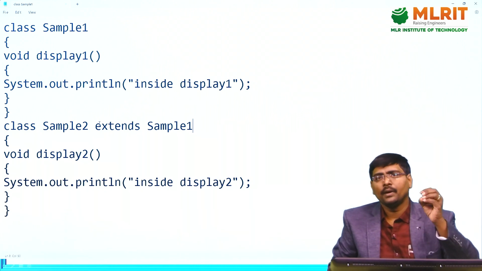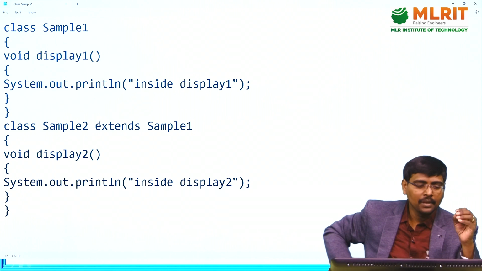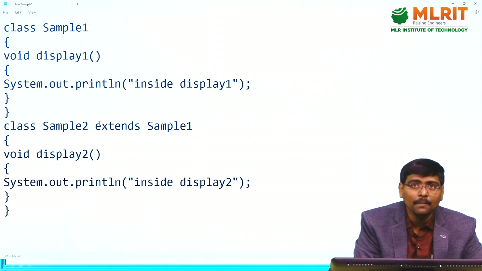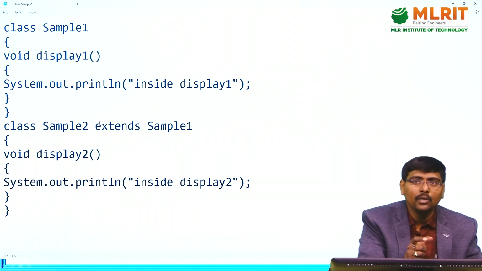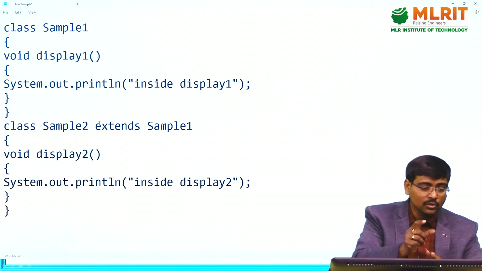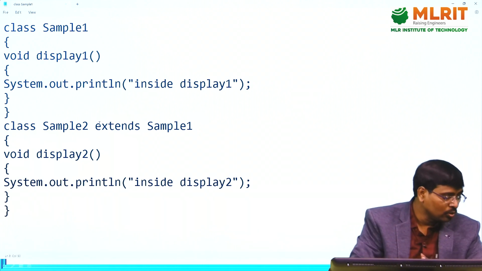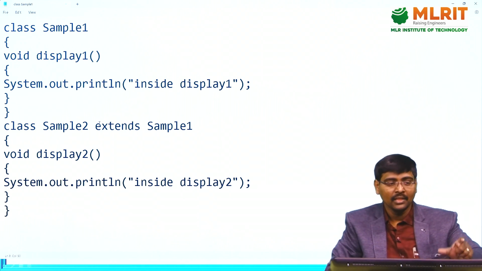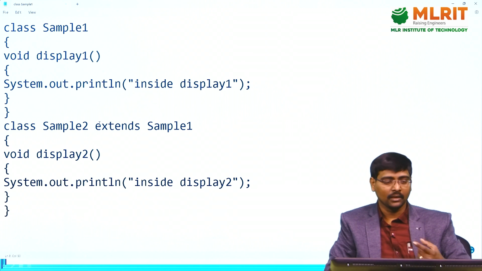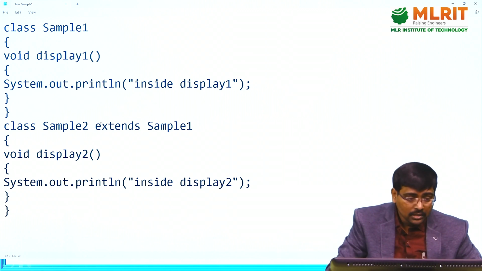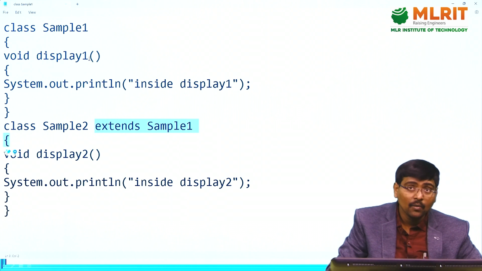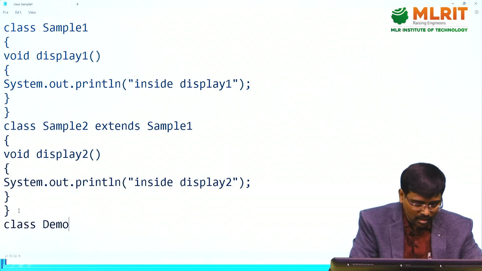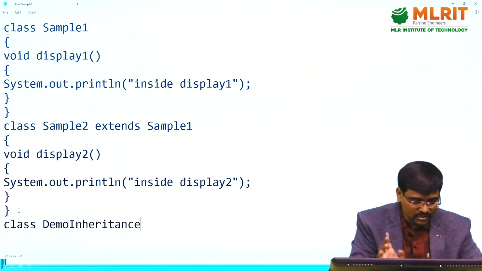Now automatically the properties and behavior of sample1 are available to sample2. Now logically, how many methods does sample2 consist of? Now sample2 consists of two methods. One is display2, their own method, along with the display1 parent method. Even though it is not visible, because of this extends, display1 is also available here. Now create a class demo inheritance.